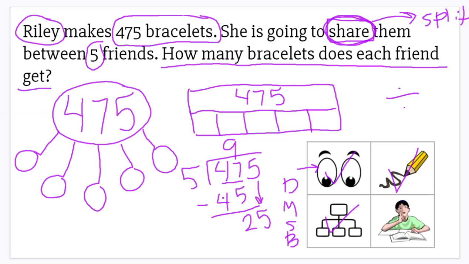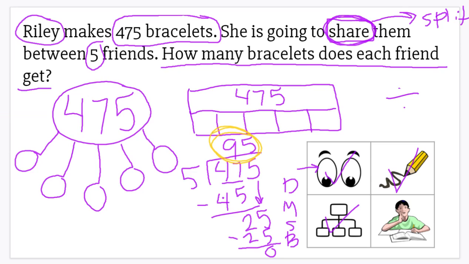Now I'm going to see how many times can 5 go into 25. It can fit in 5 times. 5 times 5 is 25. Then I subtract. I have nothing else to bring down, so I'm finished dividing, and I have no remainder. So I solved that 475 divided by 5 gave me 95.